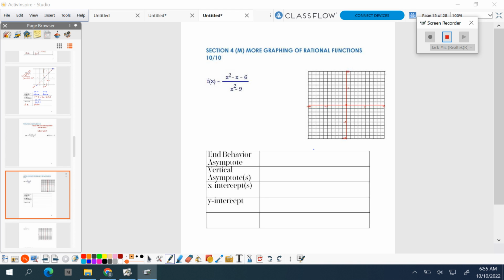So we are in a good place. We're going to start with more graphing of rational functions. All right. So first thing I want to do is figure out if I have a horizontal asymptote.